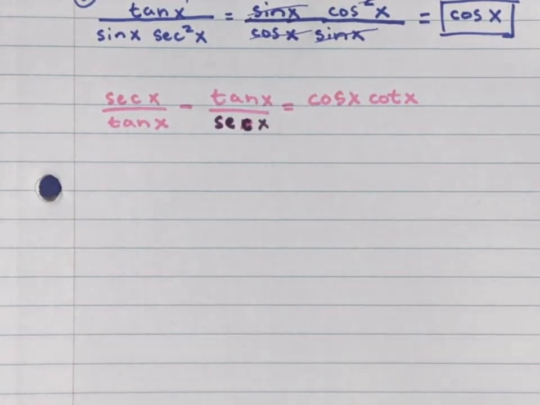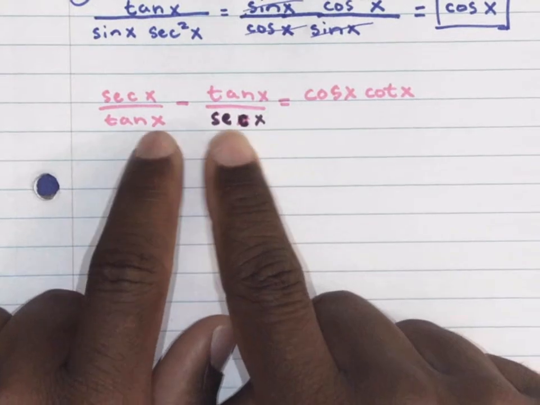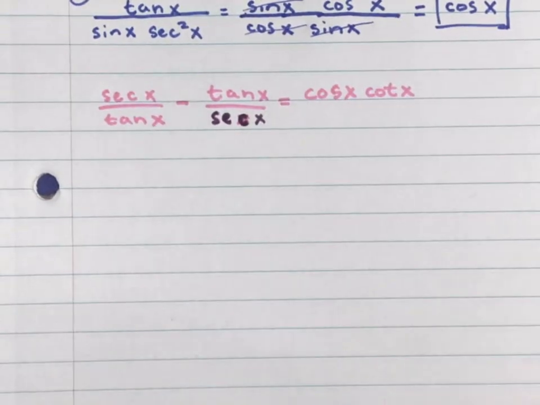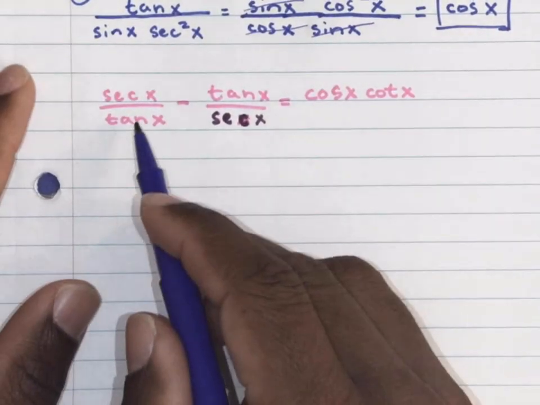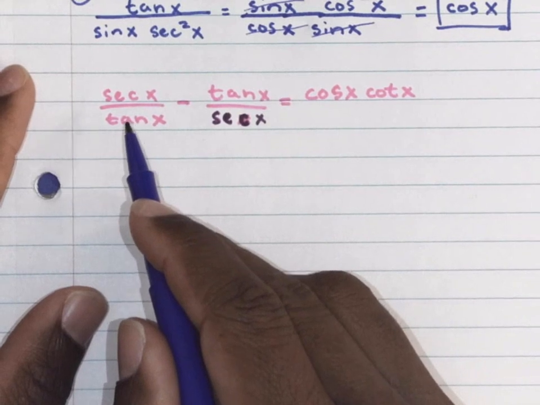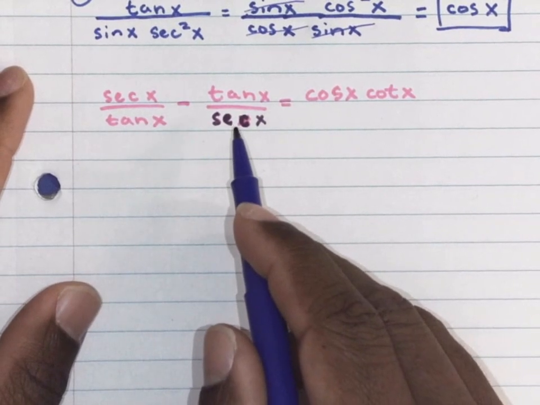So to start off, we need to get a common denominator for both of these terms. All right, and so that common denominator will have both pieces of each denominator combined, meaning my common denominator will be tangent times secant.